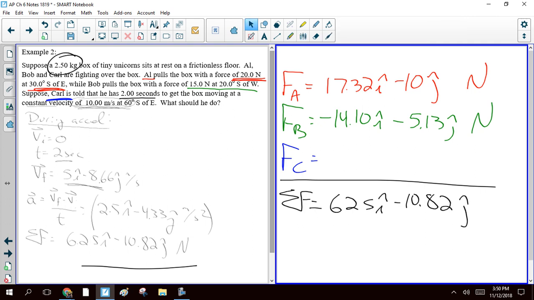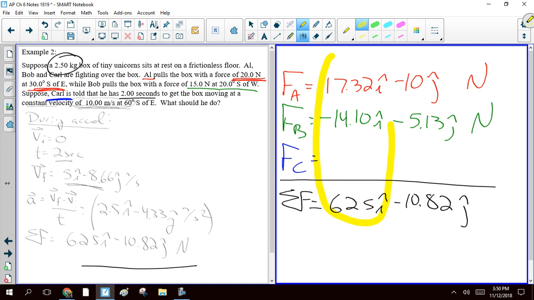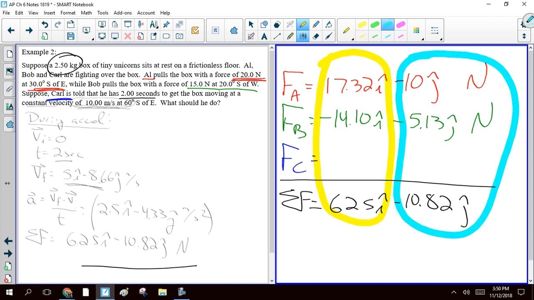And the idea is everything here has to add up, right? So these guys need to add up, and these guys need to add up. So solve this, and you'll discover that Carl's force, while it's accelerating, has got to be 3.03i plus 4.31j newtons. So he has to do that for 2 seconds.